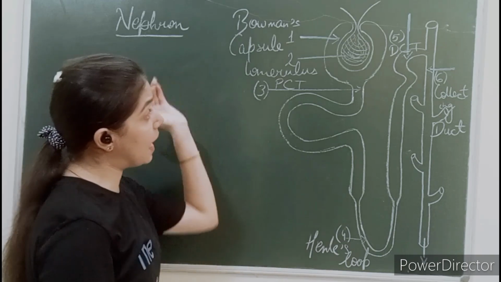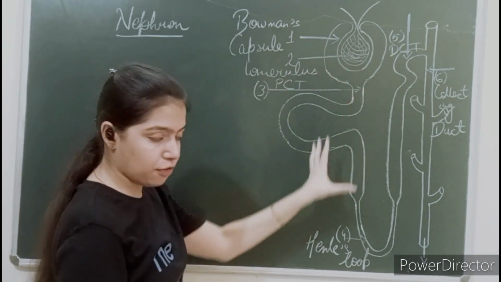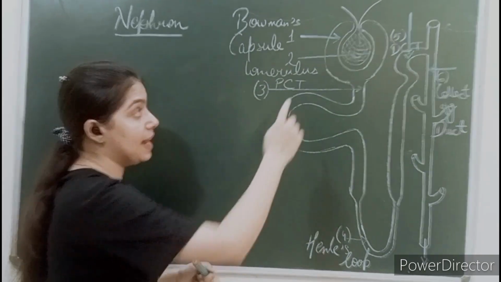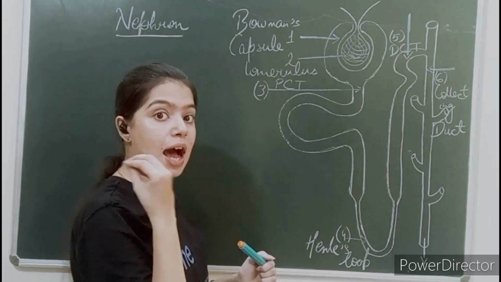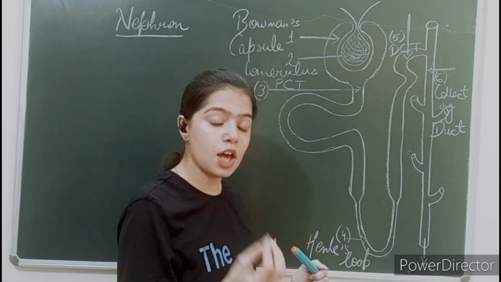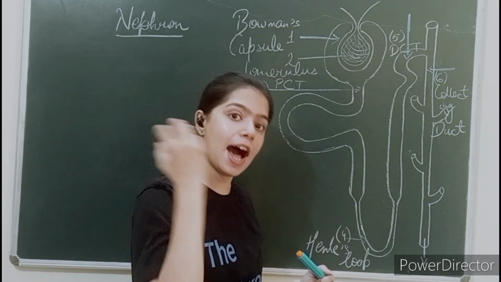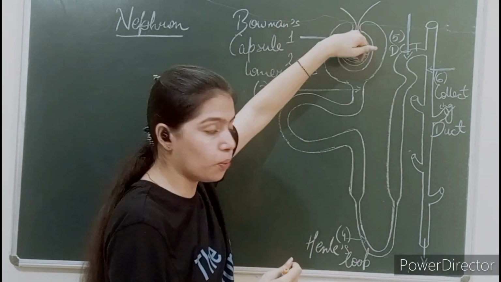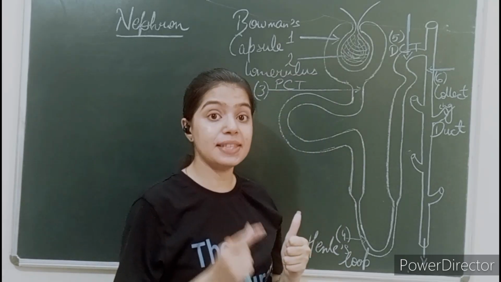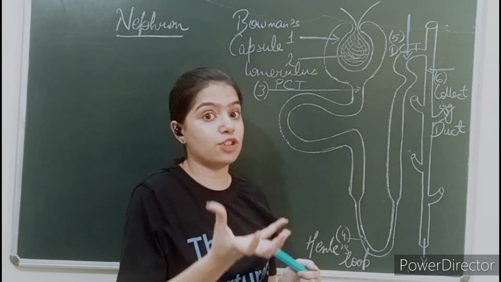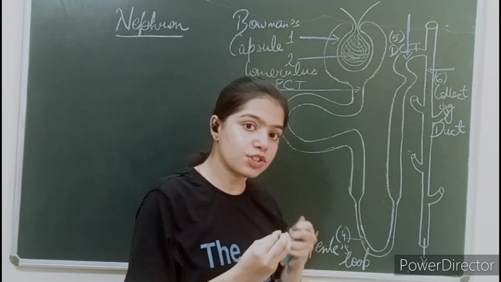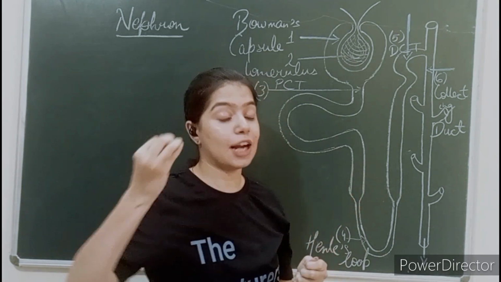So when the blood comes into this nephron, it first enters the glomerulus. The glomerulus is a cluster of thin capillaries. So when the blood at high pressure enters the glomerulus, it acts like a sieve. Do you know what a sieve is? Channi, which we have in our kitchens. It works the same as a sieve.